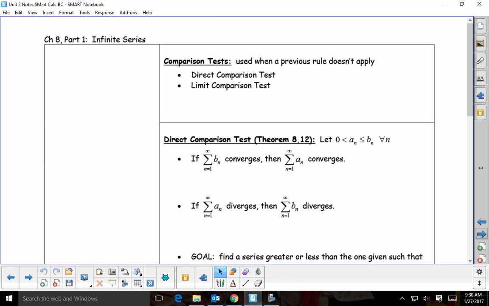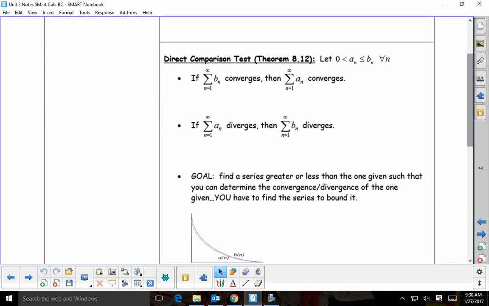Okay, so again, we have the direct comparison and the limit comparison. The first one we're going to learn about is the direct comparison. And I'm going to give you a picture. On the first one, it says b sub n term by term is greater than a sub n. So just term by term. So b sub 3 would be greater than or equal to a sub 3. B sub 10 would be greater than or equal to a sub 10. So term by term, b sub n is bigger.